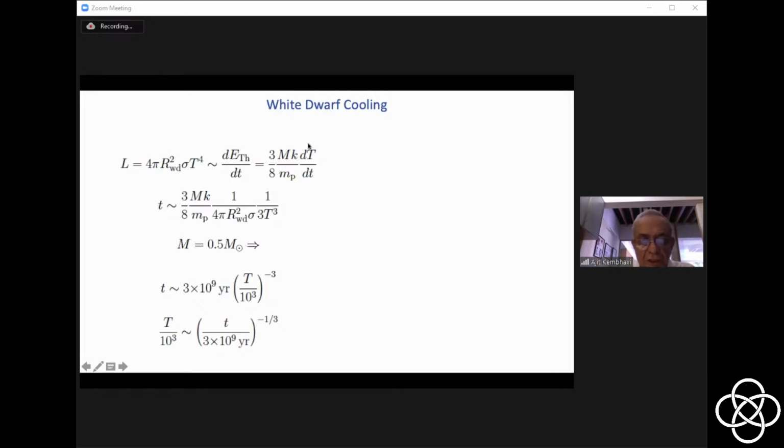Now you see that here you've got dt, and you've got a T to the 4 here. So if I equate this equation to this equation, it can be integrated very, very easily, and you get an expression for the time. So how is the constant fixed? This is the expression of time.